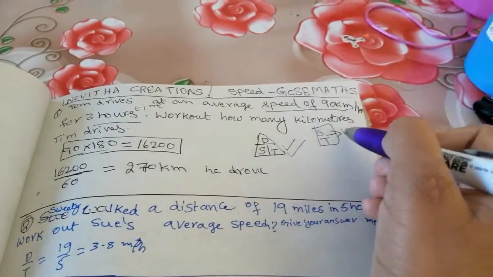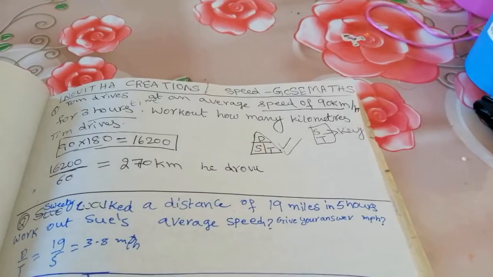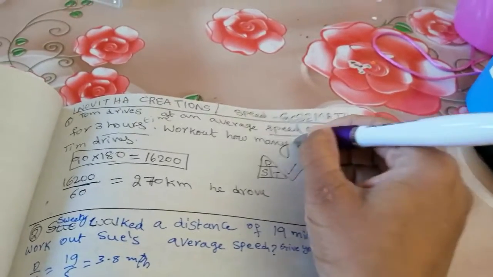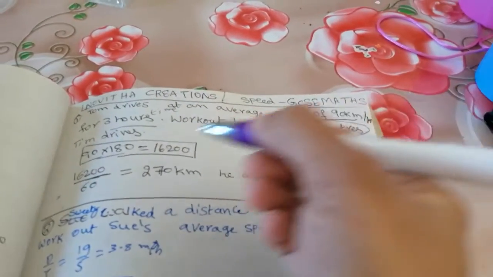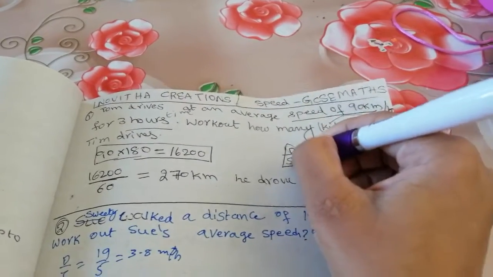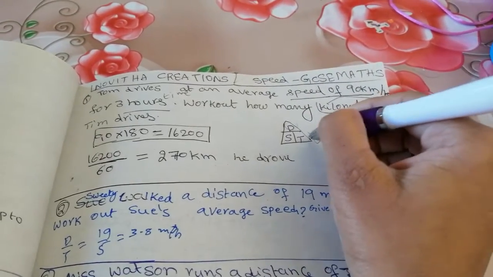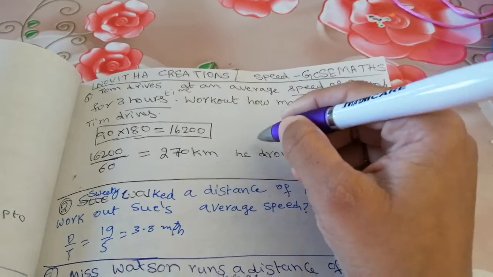Work out how many kilometers Tom drives. How many kilometers means distance. We need to find distance. When it is distance, we need to find this one. So speed times time. This is the way we will solve this question.